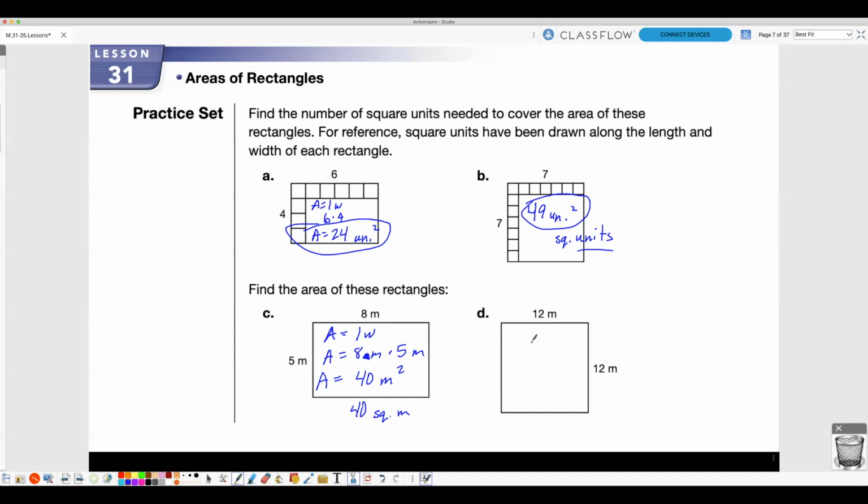And then letter D. Again, area equals length times width. So you'd have area in this case would be 12 meters times 12 meters. And you'd end up with the area of this particular thing being 144 meters squared, or 144 square meters.